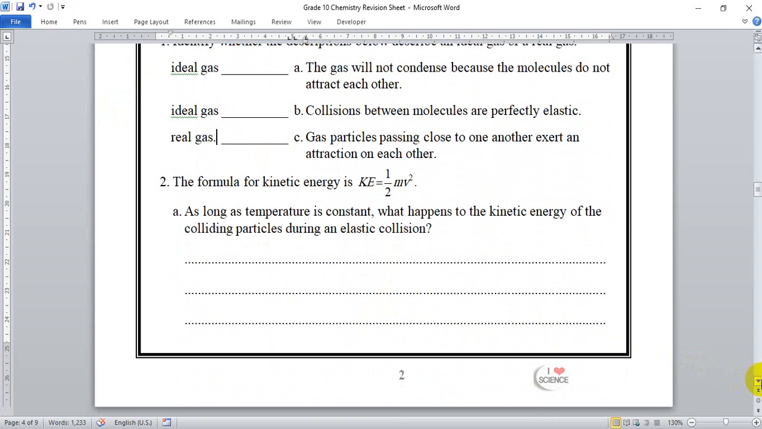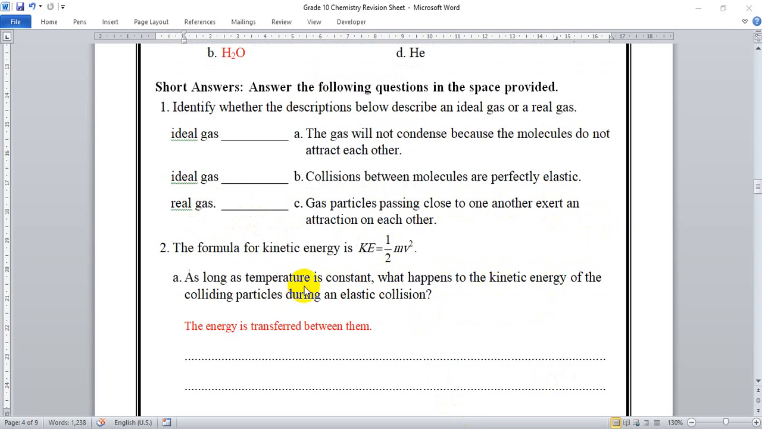2. The formula for kinetic energy is kinetic energy equals 1/2 mv squared. As long as temperature is constant, what happens to the kinetic energy of the colliding particles during an elastic collision? The energy is transferred between them, and the temperature is kept constant.